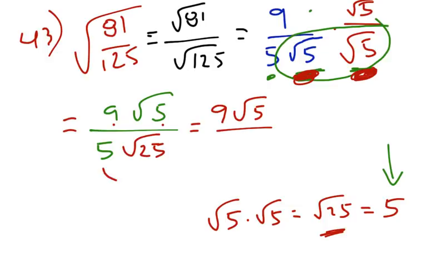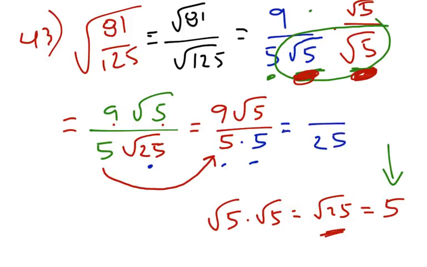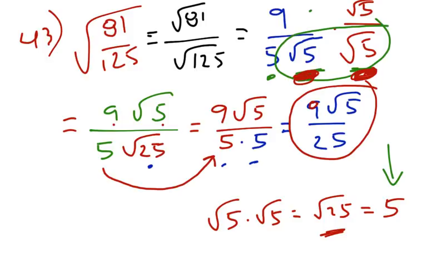The bottom, this 5 is on the outside, stays on the outside. Any number that is coming out of here is going to be multiplying the outside. So square root of 25 is equal to 5. And these two 5s multiply to get a 25 on the bottom. The top stays the same. And that's your final answer. Okay, that's a 9 by the way.